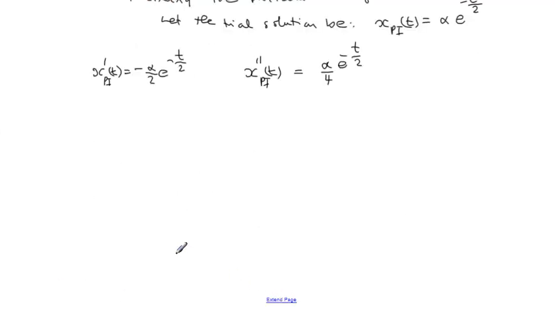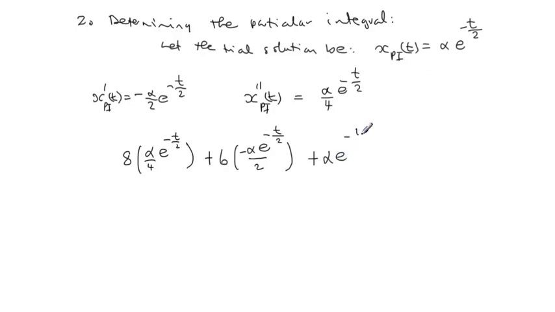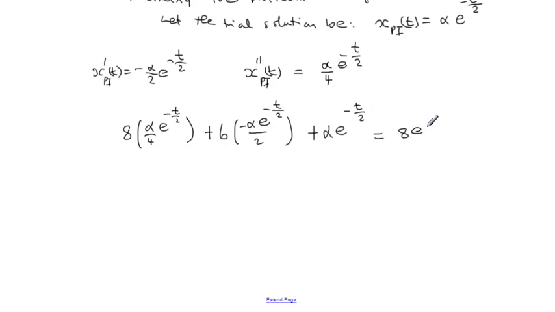We know that the left hand side is 8 times the second derivative, which in this case we write here alpha over 4 e to the power minus t over 2, plus 6 times the first derivative, plus x, which in this case is alpha e to the power minus t over 2. And this is equal to the right hand side, which is 8 e to the power minus t over 2.